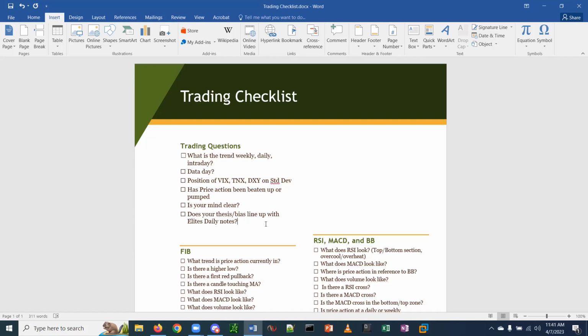If you know how to play data days, go right ahead. Me, I never used to play data days. Now I play in data days, and I play before the data and after the data. Sometimes when I have a cushion, I'll play through the data, but that's only because I have a cushion. That being said, if I am in a position during data, I do have a stop loss, as those candles could be 10, 20, 30, 40, 50 points. And you don't want to be on the wrong side of that. Then I look at the position of the VIX, TNX, the dollar, and the standard dev.